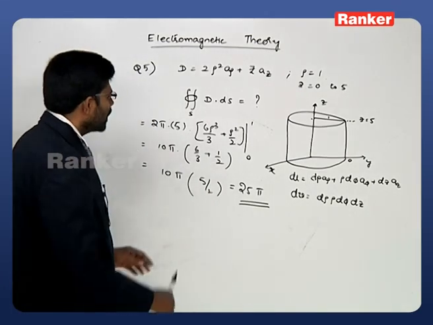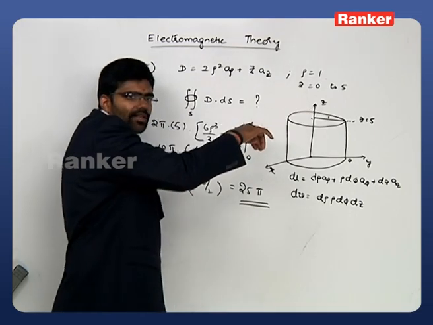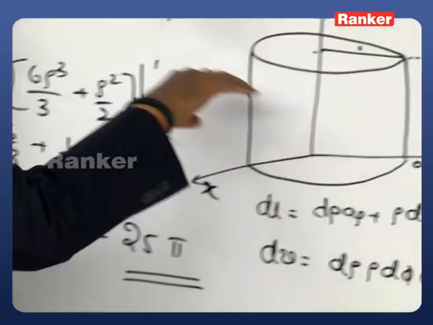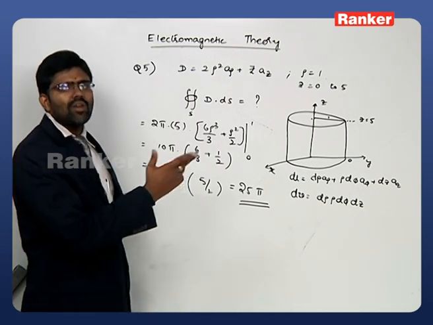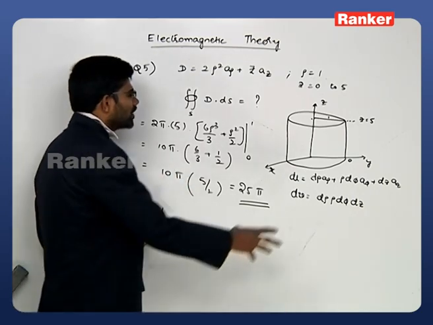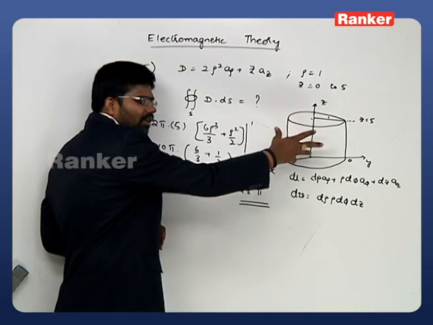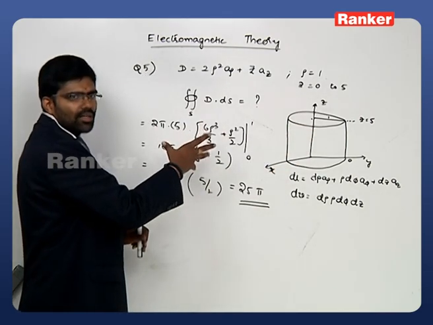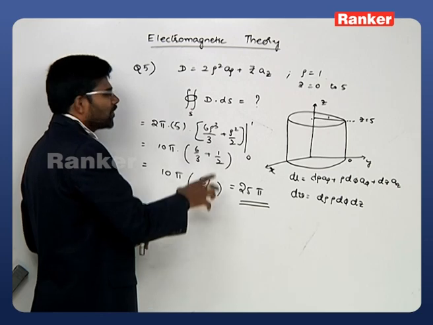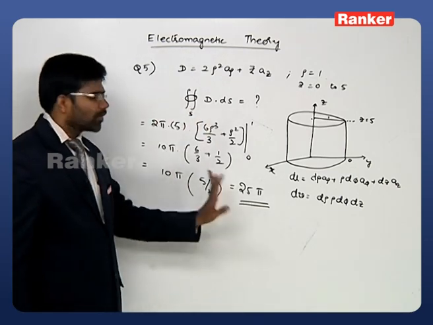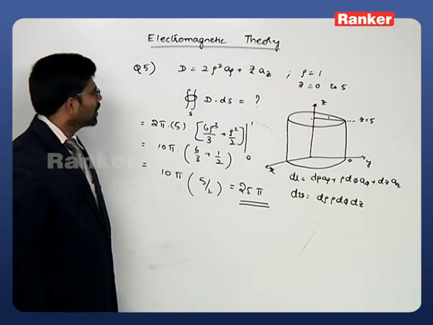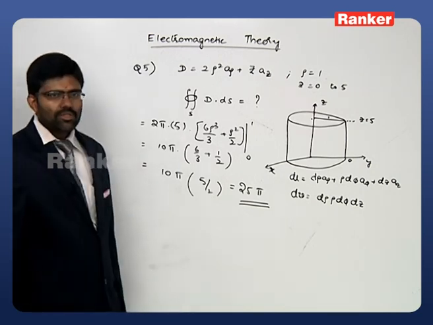So by considering the entire surface and calculating the surface integral for the curved surface, top surface and bottom surface, we get the same answer, but it takes a long time. Instead of that, if you take the volume and see how the field varies over the entire volume, the divergence can be calculated using our divergence theorem. In an easier way you can obtain this answer. So this is our solution for question number 5.